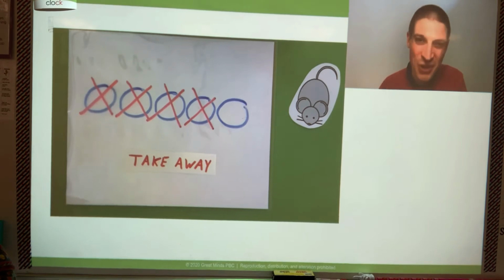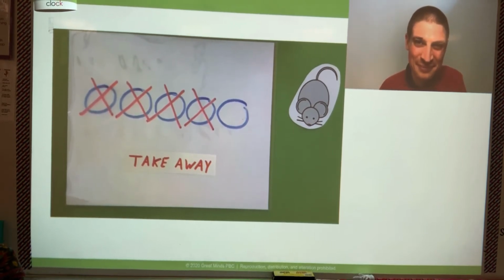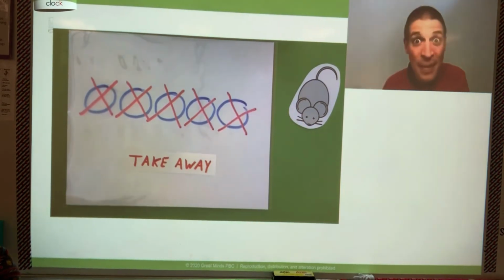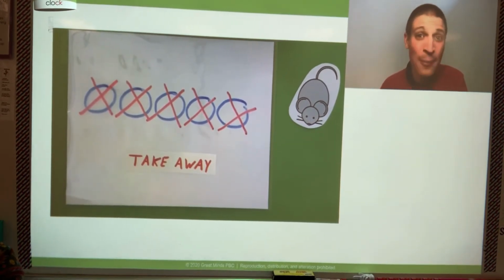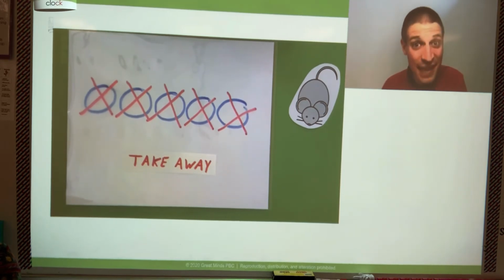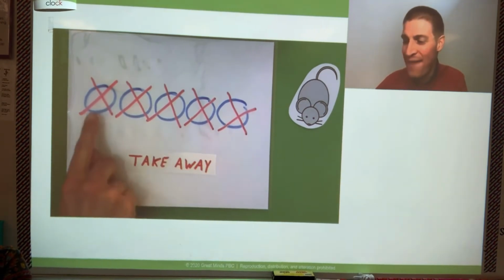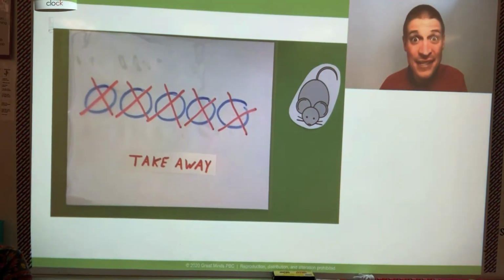Show that on your drawing. I'll do it too. How many pieces of cheese are left? None. We have 0 pieces of cheese. Listen carefully to my number sentence. Ready? 5. Take away 5 is 0.